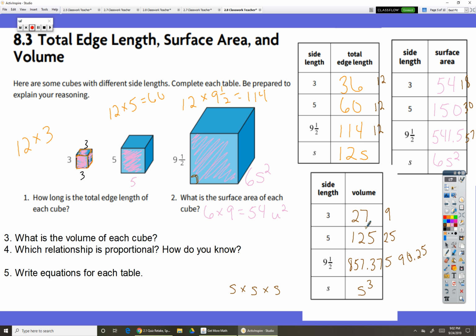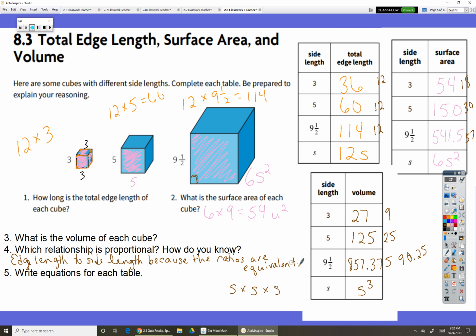So which relationship is proportional? The edge length to the side length is proportional because it forms equivalent ratios, or because the ratios are equivalent.